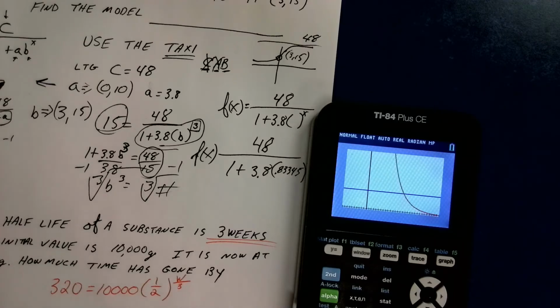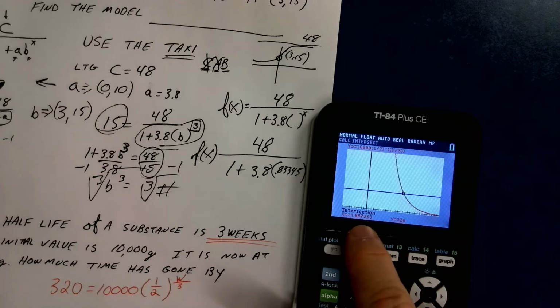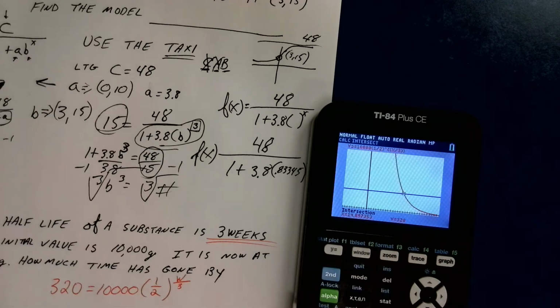There's my exponential decay, my half-life, again saying that it's going to be half of whatever was there originally every 3 weeks. Second trace, number 5, enter, enter, enter. Look at that, 14.8973. My guess was 14.9. I'm feeling pretty good about my logic.